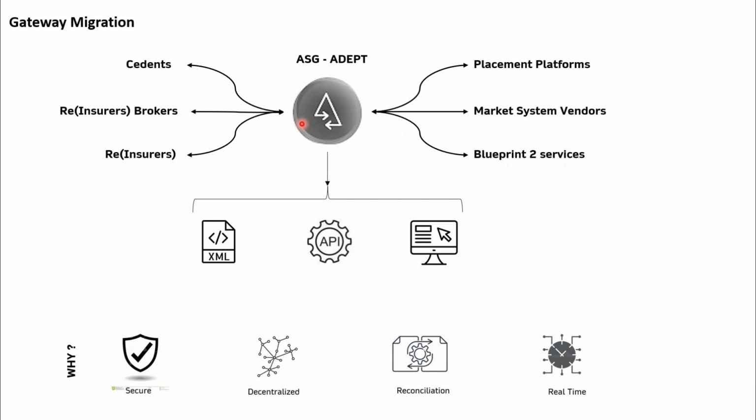How can these services interact with ASG Adapt Gateway? Through XML, through APIs, or ASG Adapt Gateway has its own portal services as well. But why do we want to have this ASG Adapt Gateway? Because it's secure, decentralized, and the data in the ASG Gateway is very easy to reconcile and it's real time. But we will touch on each aspect in the later part of this presentation.